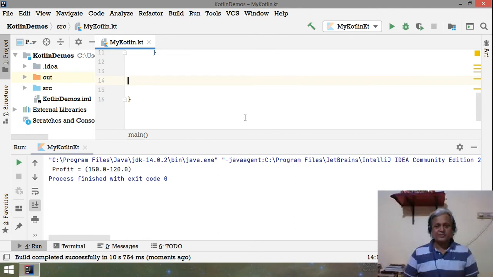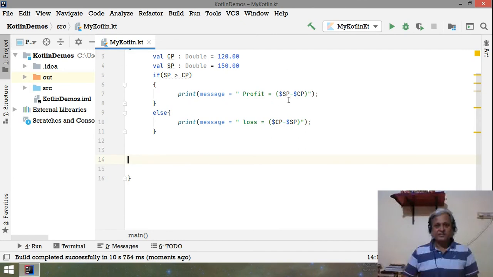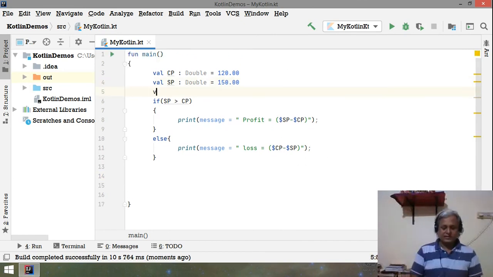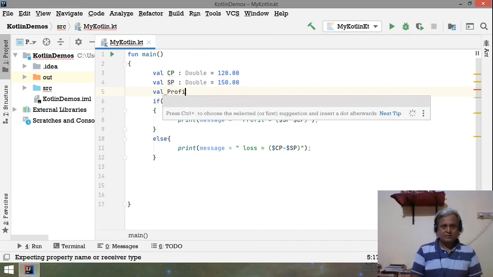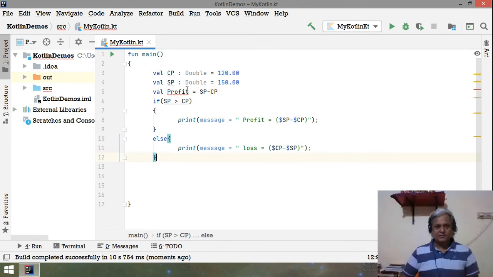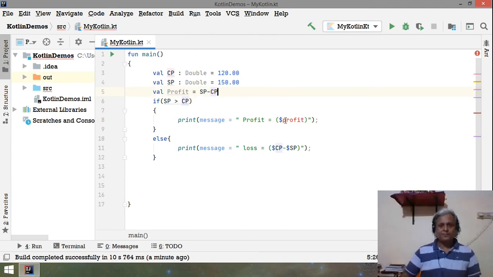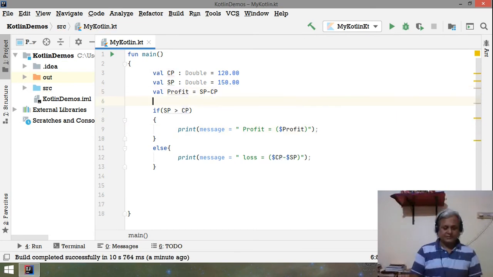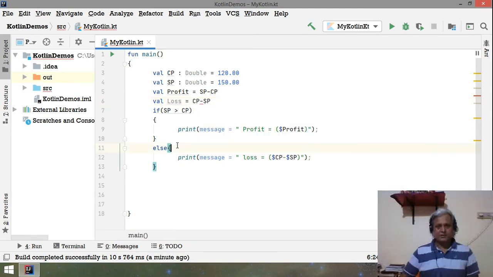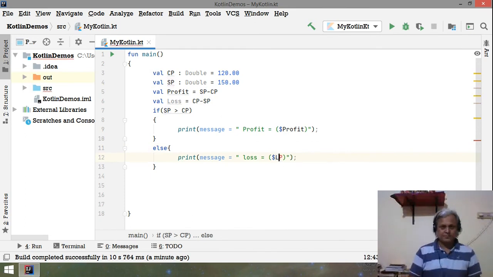It says profit, but it is not giving you the result. It is just printing the values like this. So this is not a good way of practicing. So you write val profit equals SP minus CP. Then I'll write val $profit, and this should be a capital P. The same thing I can do with another value, loss equals CP minus SP, and then you can print it here, and that is loss.